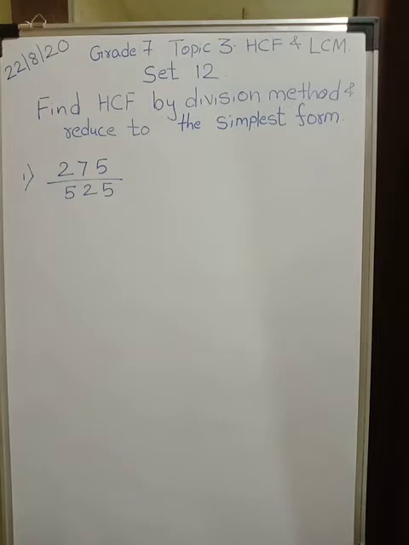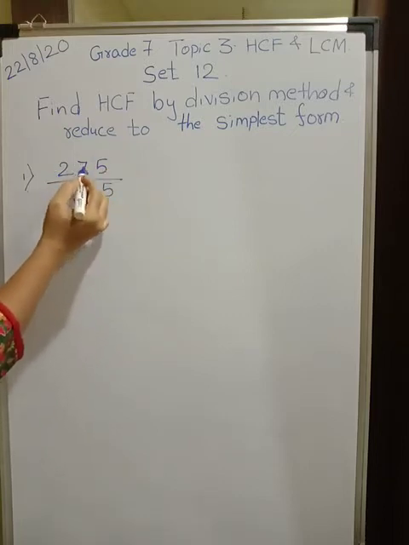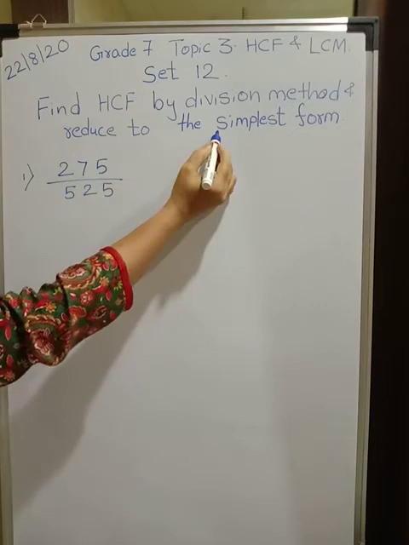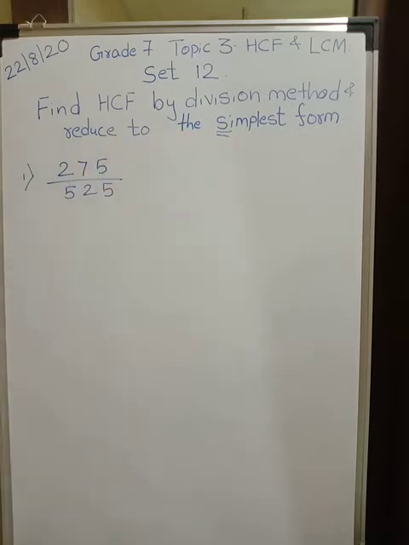It says find HCF by division method and reduce to the simplest form. Now you should keep this in mind that HCF you have to find of two numbers. So first, as it is given in numerator upon denominator or fraction form, first we will go for reducing it to the simplest form. Then we will find HCF.